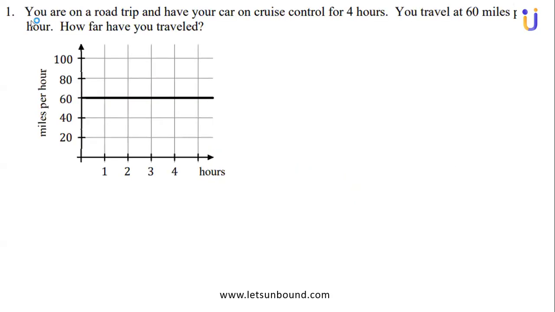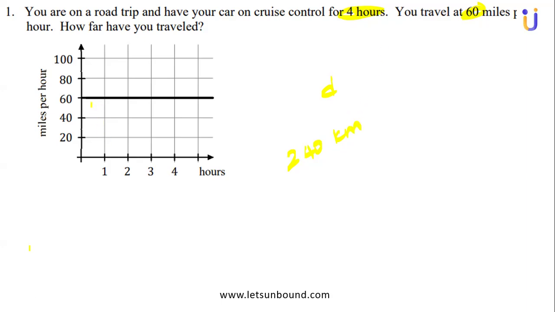So here is a basic question. You are on a road trip and have your car on cruise control for 4 hours. You travel at 60 miles per hour. How far have you traveled? And this is the graph. Without the graph also, you can easily say that. The distance is speed times time, so you have traveled 240 miles. You just take the product.